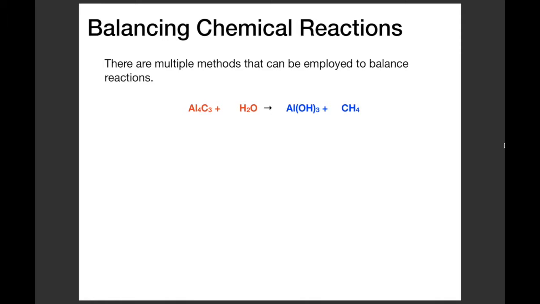We're going to start with this unbalanced equation. Aluminum carbide reacting with water forming aluminum hydroxide plus methane, CH4. The first thing that you should do is write down your reactant molecules and your product molecules. The next step is to write down the number of atoms contained in each molecule, associating those atoms with the particular molecule.